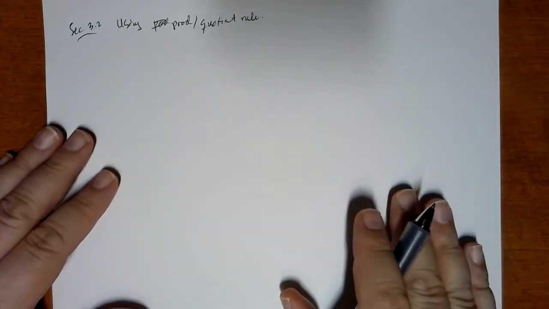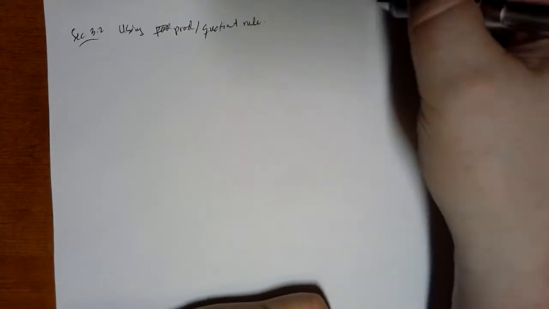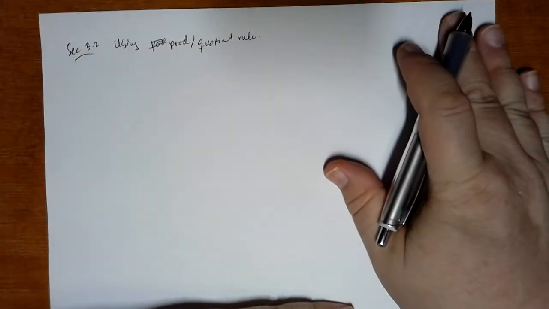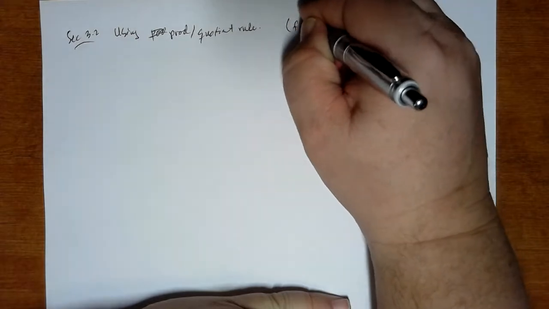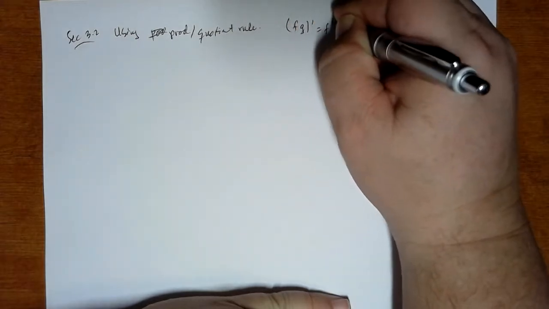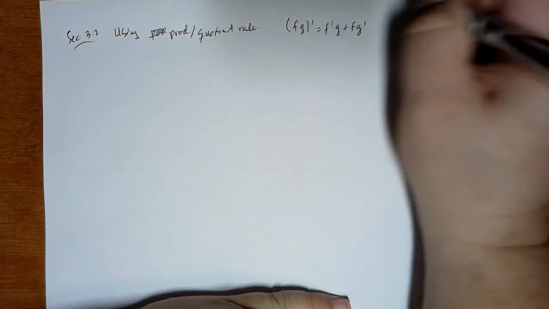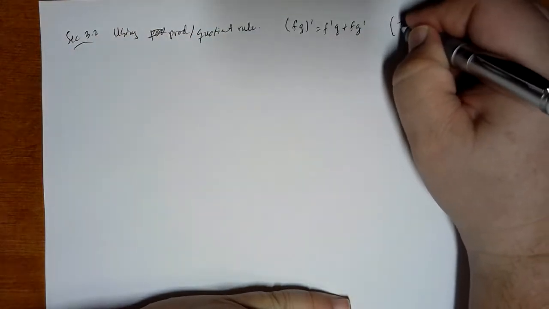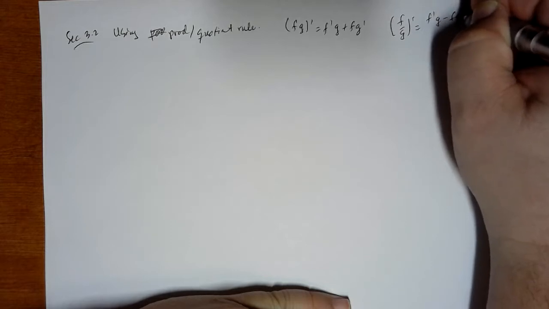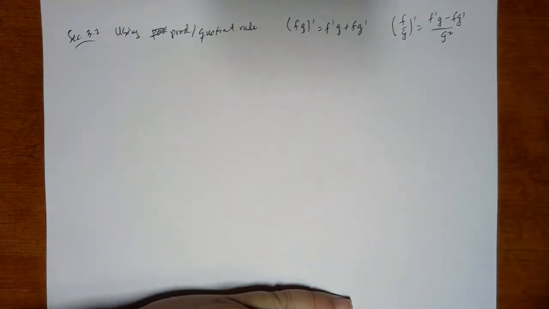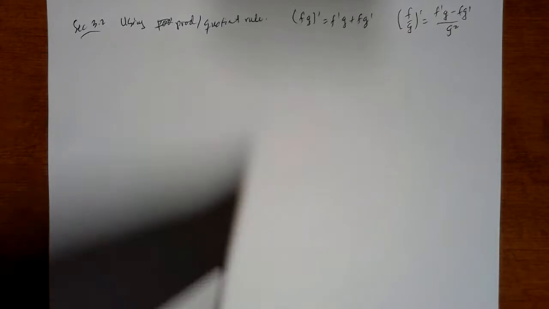Okay, so for example, let's just try a few. Oh, by the way, maybe we should write it down first over on the side here, just to have it. The product rule is f prime g plus f g prime. The quotient rule is f prime g minus f g prime, divided by g squared. Good.